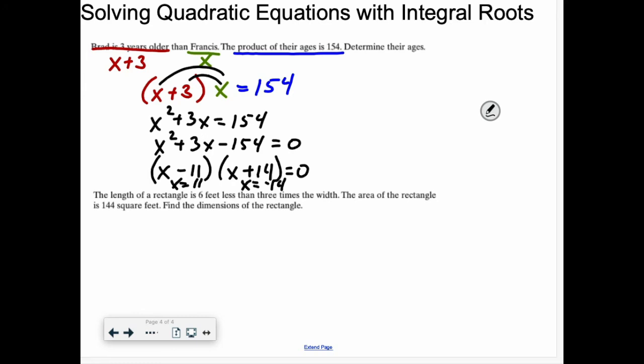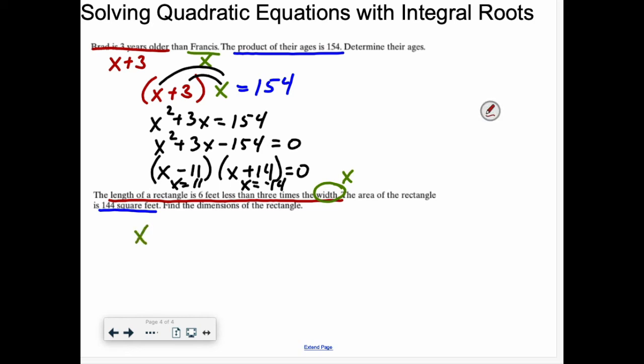So this next one: the length of a rectangle is 6 feet less than 3 times the width. The area of the rectangle is 144 square feet. Find the dimensions of the rectangle. So you might be saying, oh my goodness, this looks awful. What are we going to do? Well, if the length is reliant on the width, I can call the width x. So I'm going to be multiplying by x at some point.